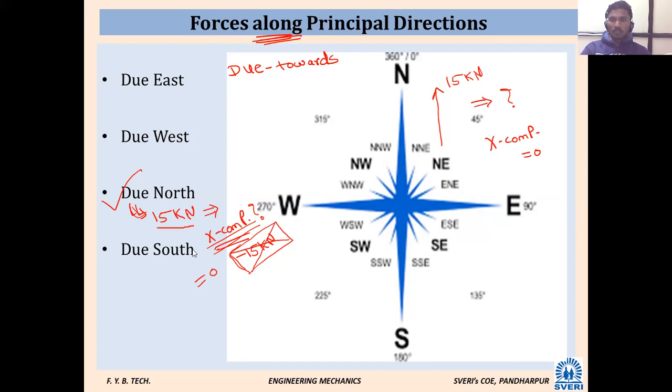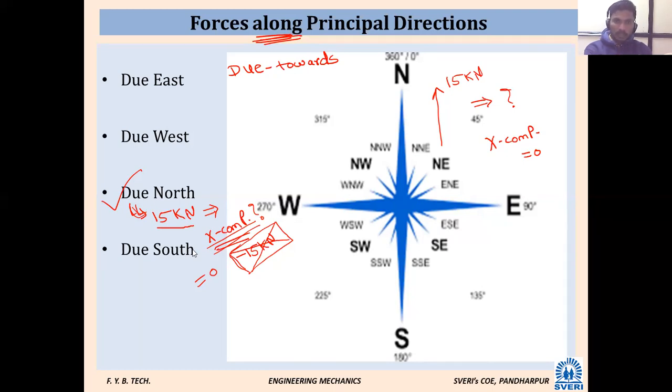And which component have I asked? Y component. Then what should be your answer? Minus 50 kilonewton. Minus 50 kilonewton should be the answer. Don't confuse. It is very simple.